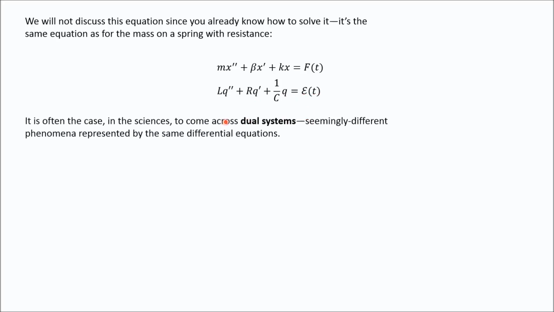This is an example of an important concept in math and engineering and physics called dual systems, where in this case a mass on a spring is dual to a capacitor in a circuit. They're modeled by the same differential equations, even though they're seemingly 2 different things. And we say these systems are dual to each other, seemingly different phenomena represented by the same differential equations.